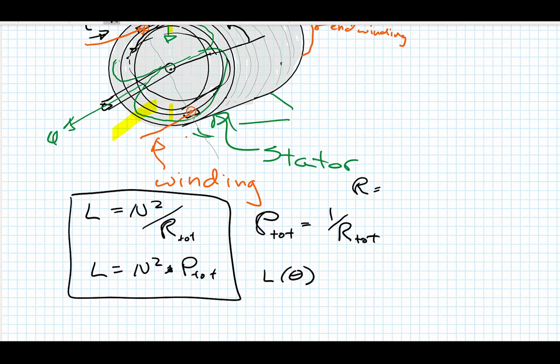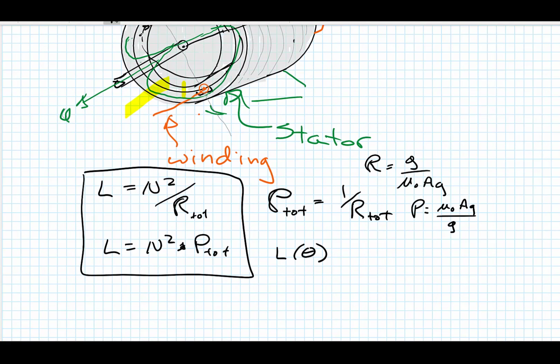is equal to the gap, we'll call it G, over mu naught times the area of the gap. And so the permeance would be mu naught times the area of the gap divided by G. And what we can do is describe the fundamental, or I'd say the average dominant shape of the inductance position, as sinusoidally changing.